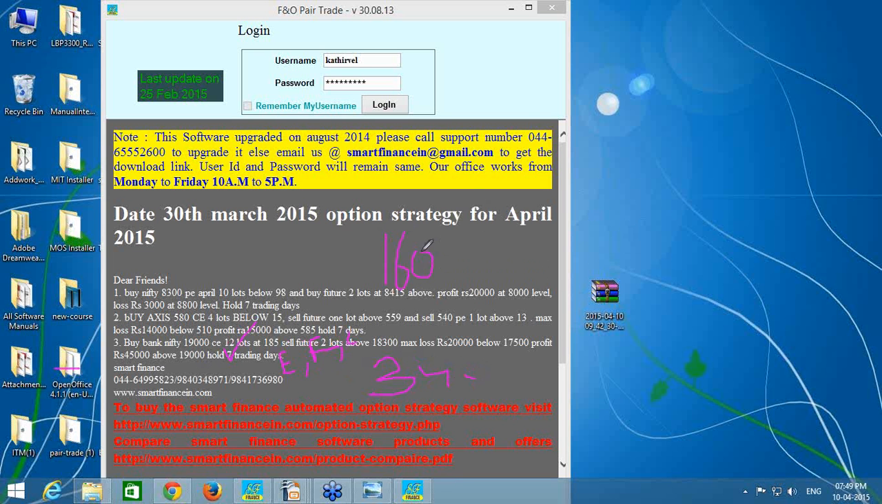So 160 into 12 into 25, so 48,000 rupees profit would have come in the call options. Simultaneously, if I am taking 18,950 minus 300 into 50, so 48 minus 32, 16 to 18,000 profit has come in the Bank Nifty.